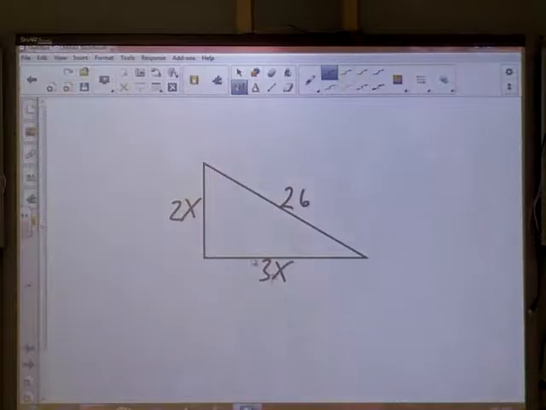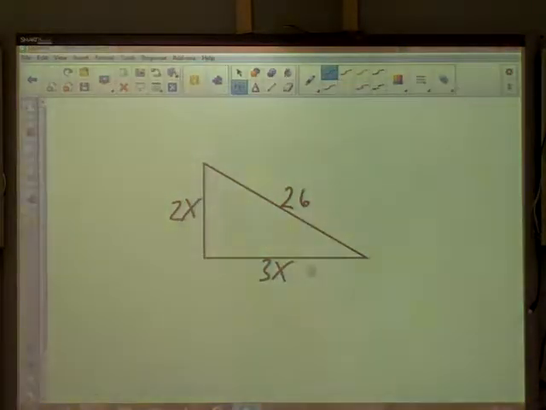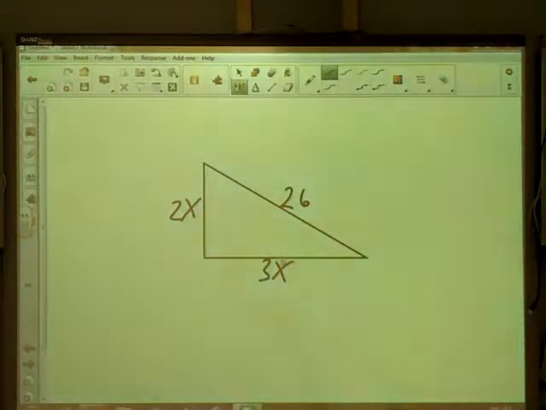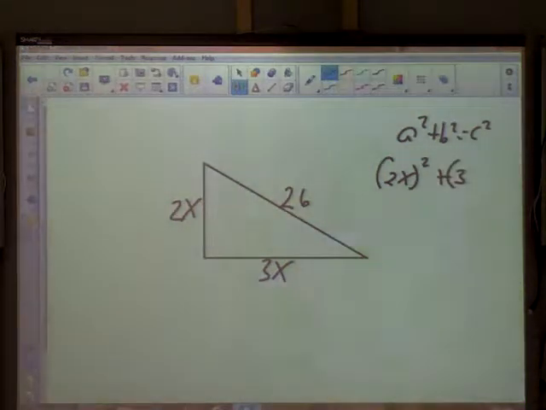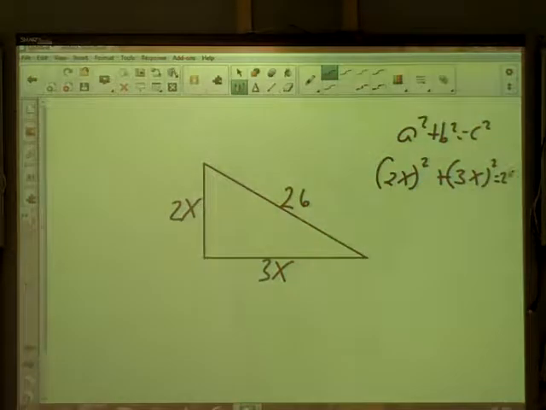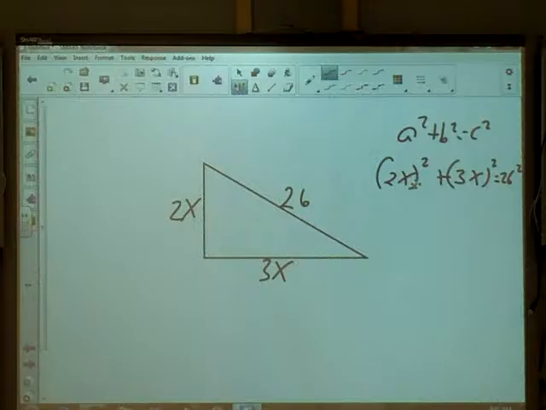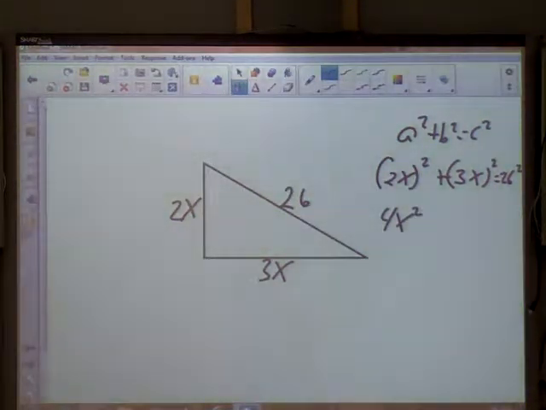So it wouldn't matter which order you did. Now it's Pythagorean theorem to solve for this, because Pythagorean theorem is a squared plus b squared equals c squared. So I've got (2x) squared plus (3x) squared equals 26 squared. Notice I put that in parentheses to remind you, you don't just square the x. You have to square the 2 and the x. So that's 4x squared. Same thing here, that's 9x squared.